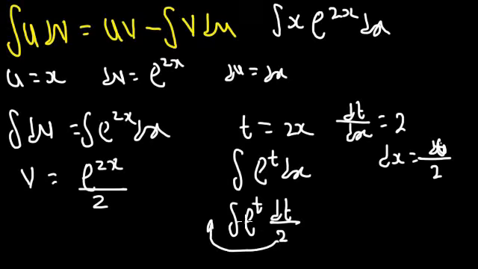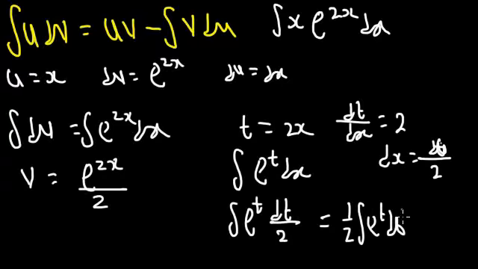Now the 2 can leave the integral region, and this will equal 1 over 2 times the integral of e to the power of t dt. This makes sense. The integral of e to the power of t is e to the power of t, so we have 1 over 2 e to the power of t. But remember, the problem is in terms of x, so you must have your solution in terms of x.